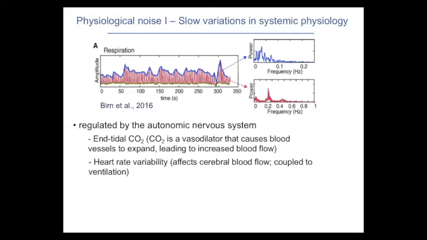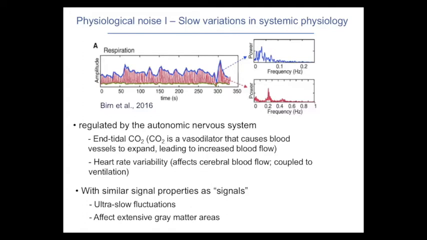For instance, people have argued those changes in the amplitude of the respiration are related to the end-tidal CO2 level, and CO2 is a vasodilator. It will cause blood vessels to expand. That will contribute to more blood flow. And similar for heart rate variability.